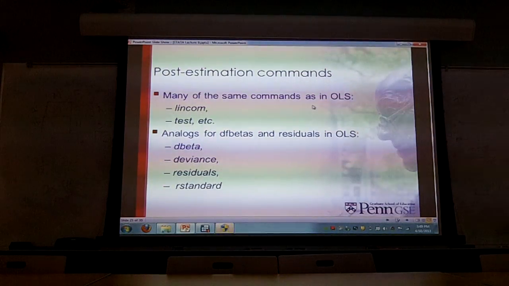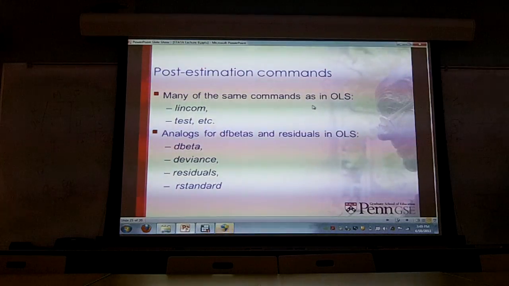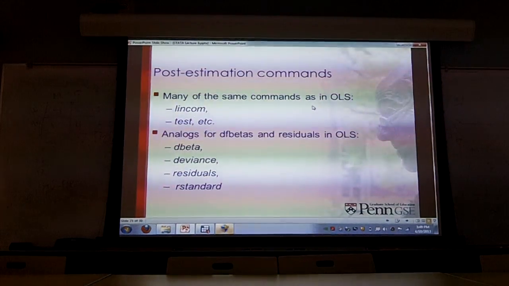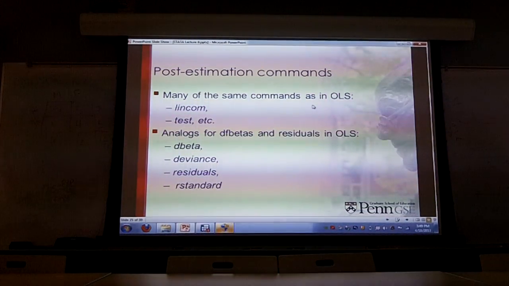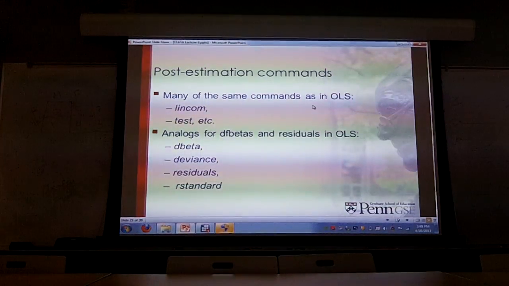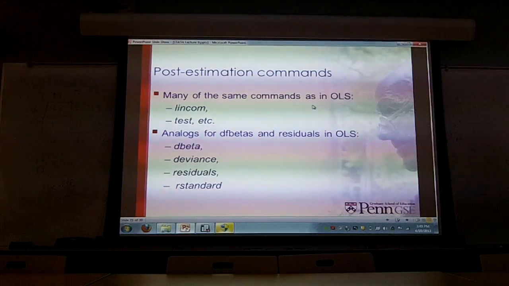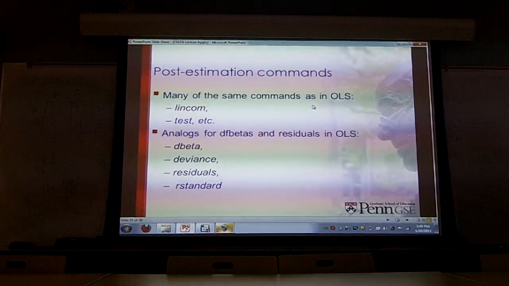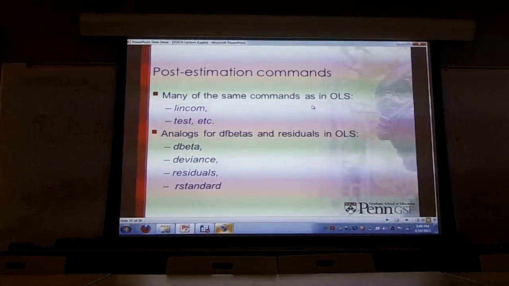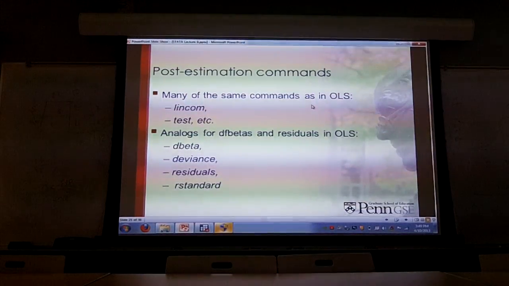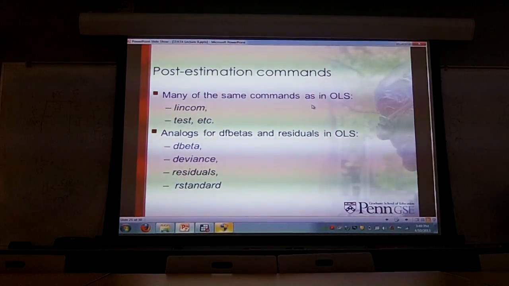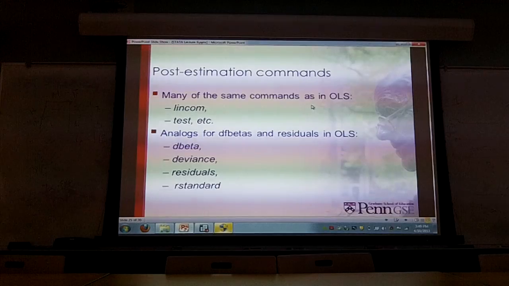All right, so many of the post-estimation commands that we used before are also available when you do logistic regression. So you can look at things like deviance and residuals and things like that too. Influential observations, all that sort of stuff.